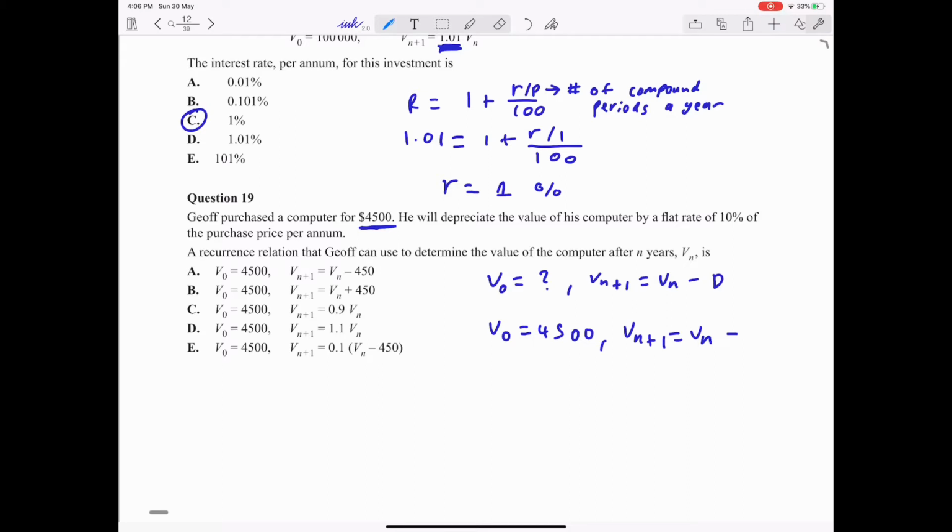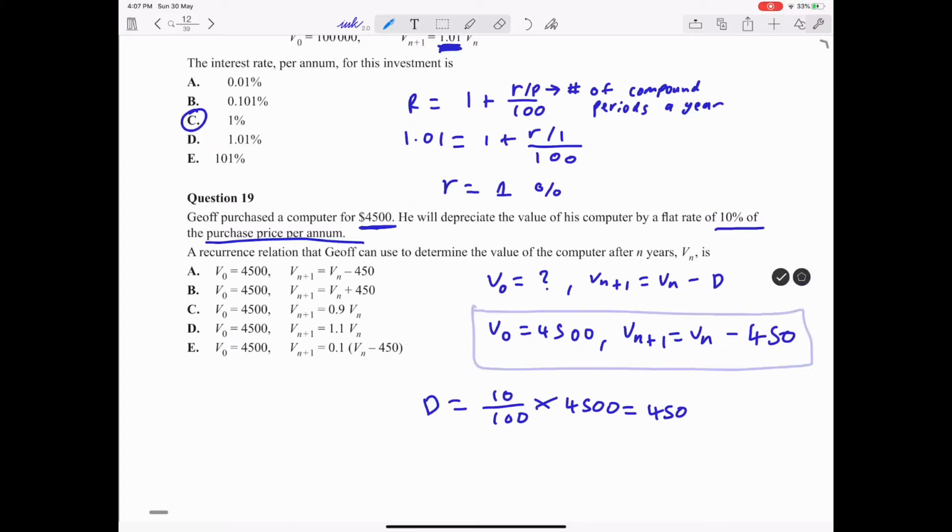It says he would depreciate the value of the computer by a flat rate of 10% of the purchase price per annum. So basically D equals 10% times the purchase price, which is 4,500, which equals 450. Therefore D is 450. And then this is your answer. Now let's look at the multiple choice question solutions, and then A is the correct answer.